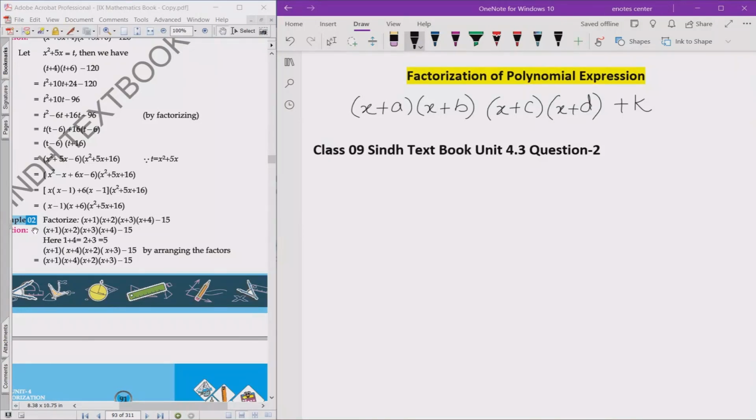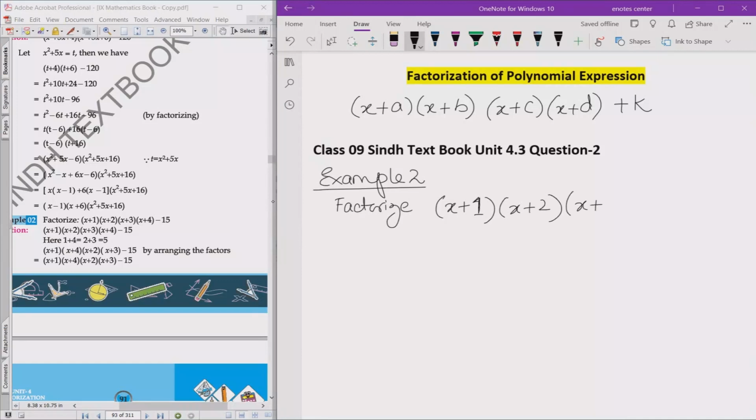First we will solve example number 2 here. Example 2 is factorize (x plus 1)(x plus 2)(x plus 3)(x plus 4) minus 15, right? So now we have to factorize. Before factorizing, we have to check which two brackets we have to multiply. First we have to check which brackets to multiply.